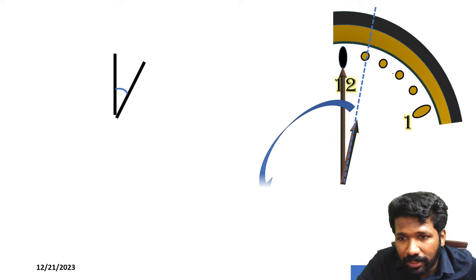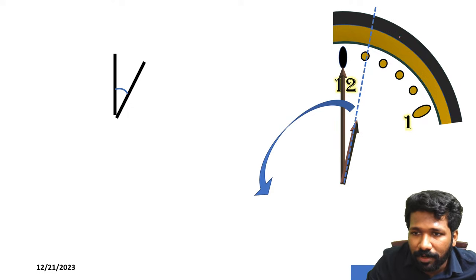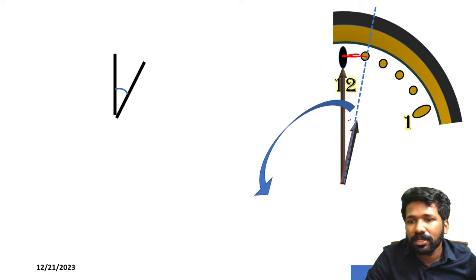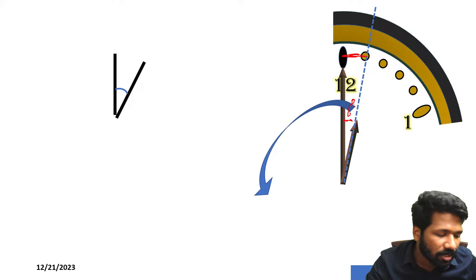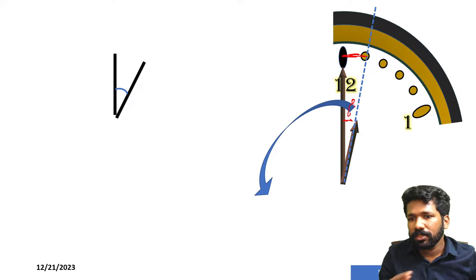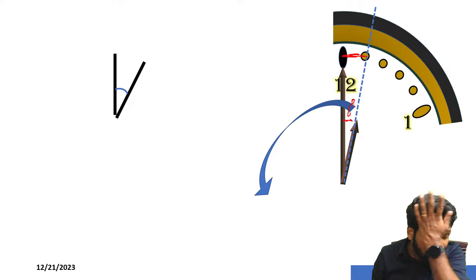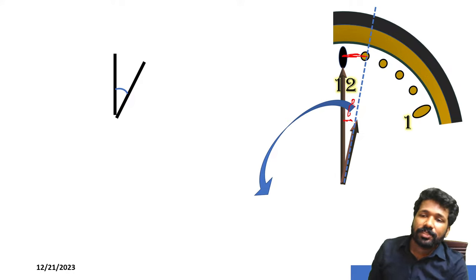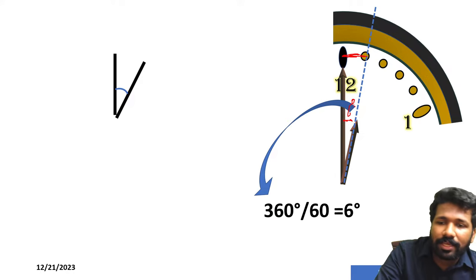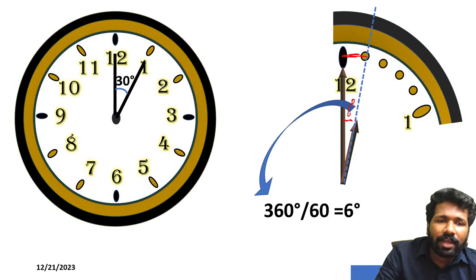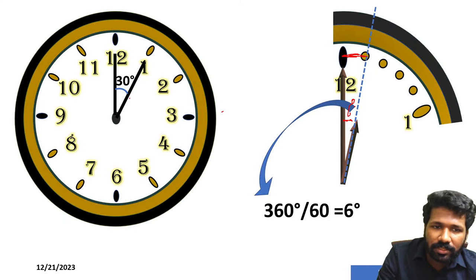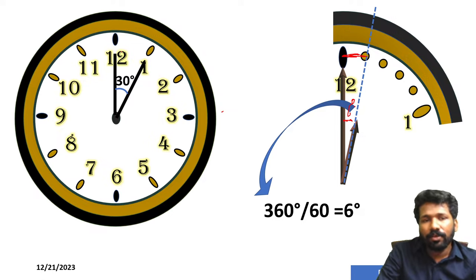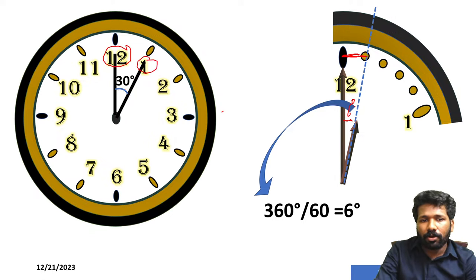This idea: in 1 minute, the minute hand will travel this much distance, and this much distance is 6 degree. Because there are total 60 divisions, this is just 1 out of 60 divisions, that is 1 out of 60 of 360 degree. Similarly, in 1 hour, how much distance will the hour hand travel? For example, from 12 o'clock to 1 o'clock, the hour hand will travel from here to here.